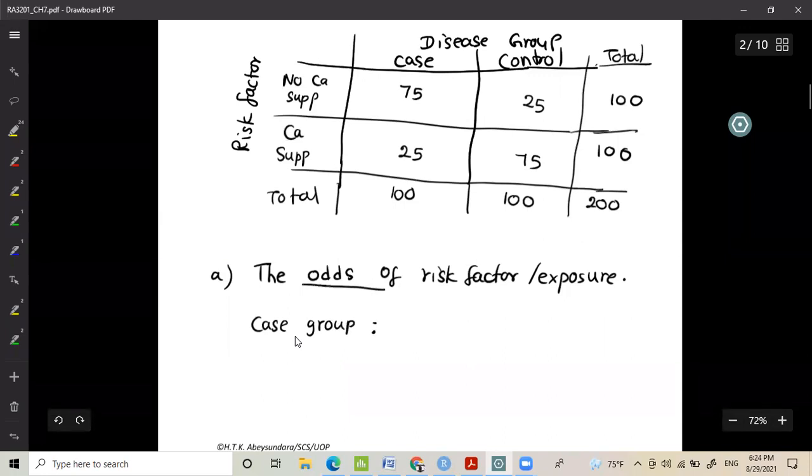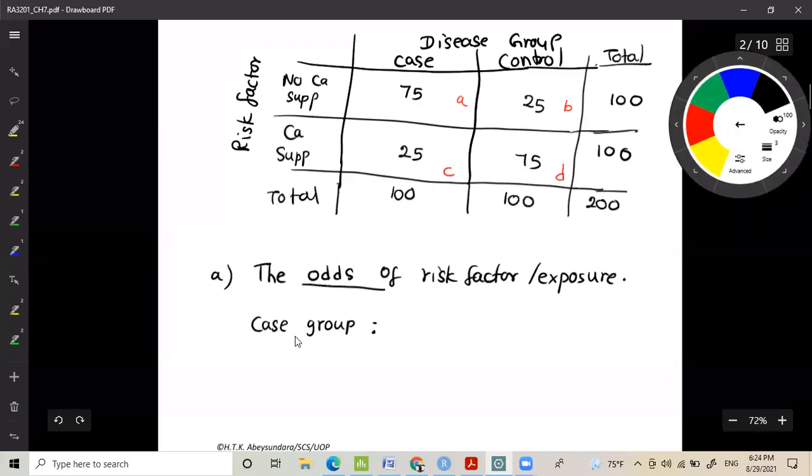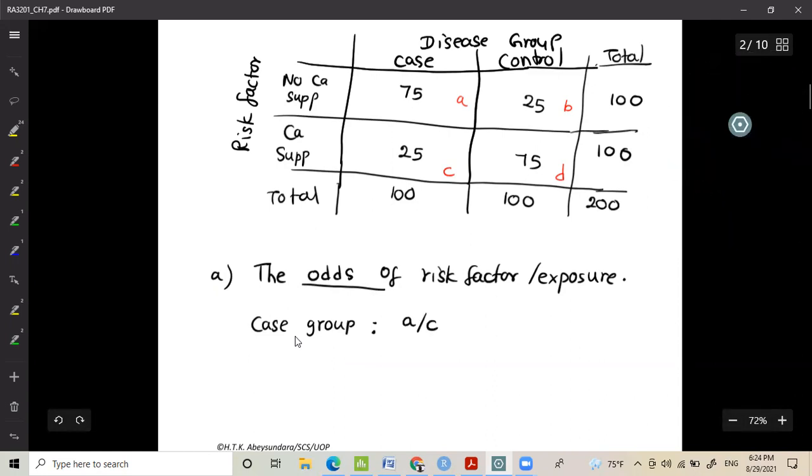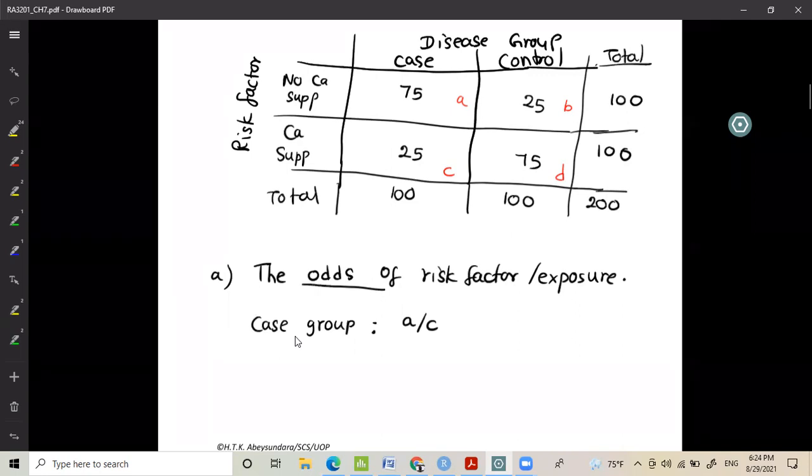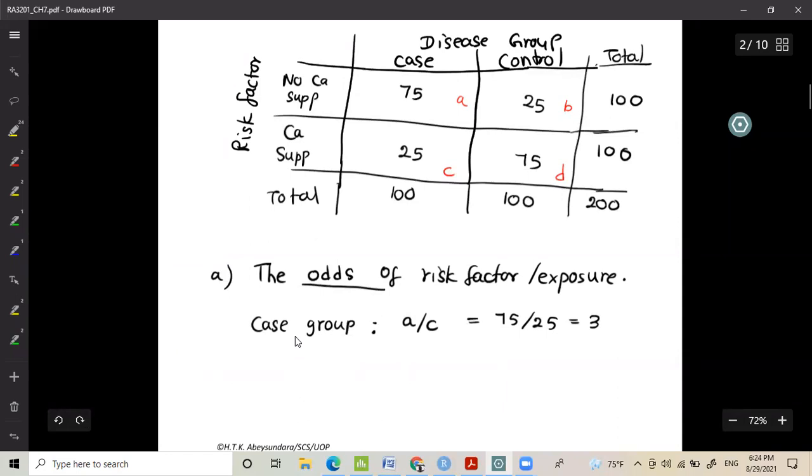How do you find it? You look at the case group. Okay, I'm going to name these cells as A, B, C, and D. So for the case group, the odds we calculate using A over C. Among the case set, you take how many did not take the calcium supplement, that is A divided by the number who took it. So you have A divided by C. So what will be the number? That will be 75 divided by 25. So you end up with the odds of the risk factor, 75 over 25, which is 3.